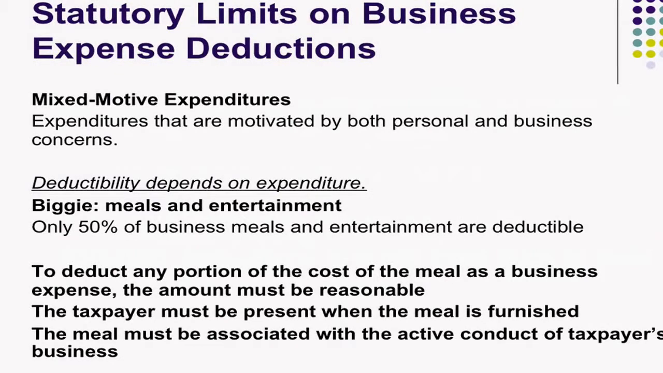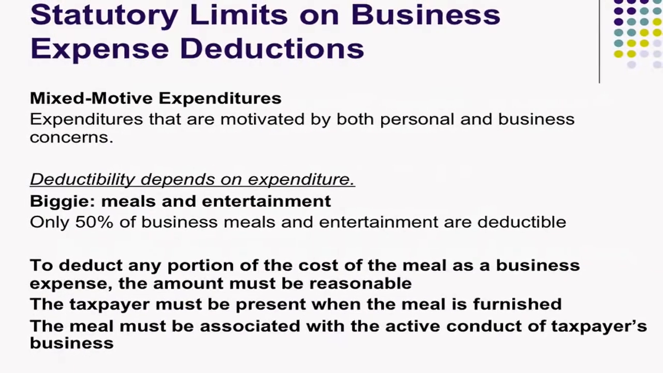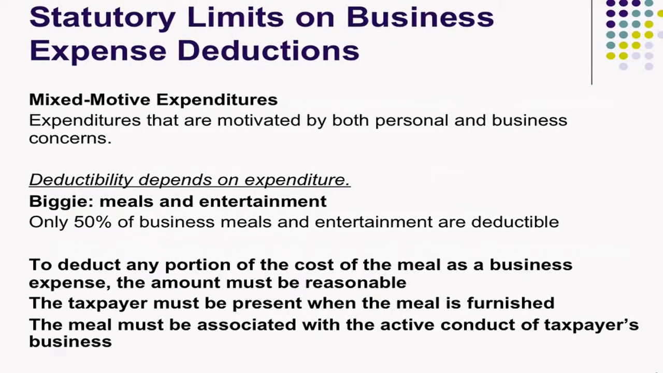Another type of business deduction are mixed motive expenditures. Mixed motive expenditures are motivated by both personal and business concerns. And this is an area I can tell you that attracts more IRS attention than you can believe, but after I explain what it is, you'll understand why. If you take a lot of those or they're big numbers, there's a really good chance that you're going to be audited.